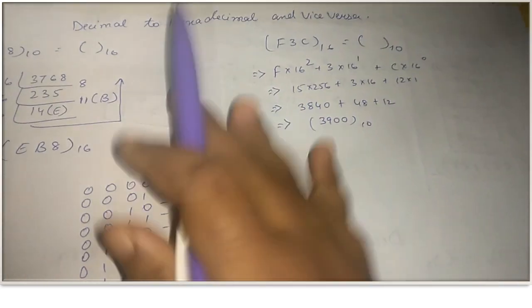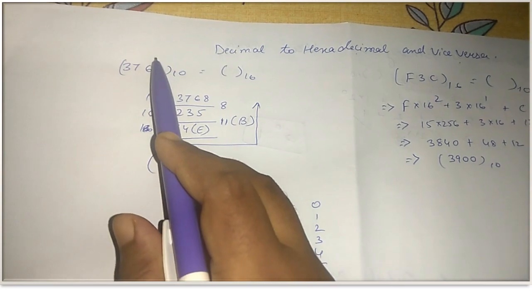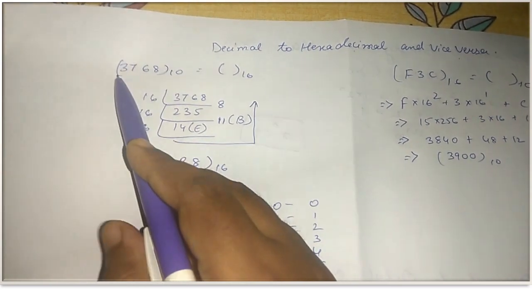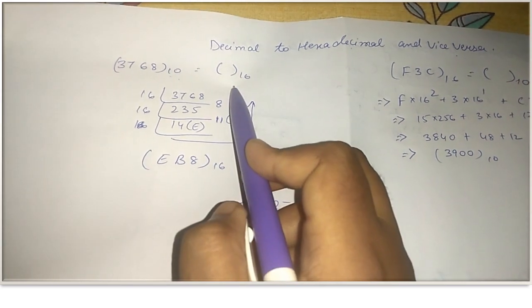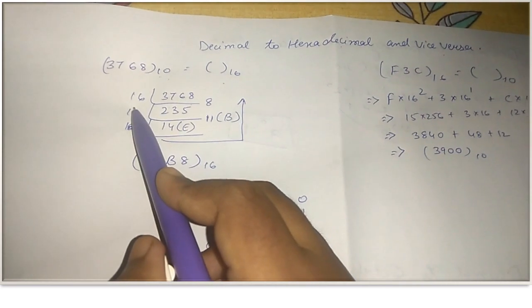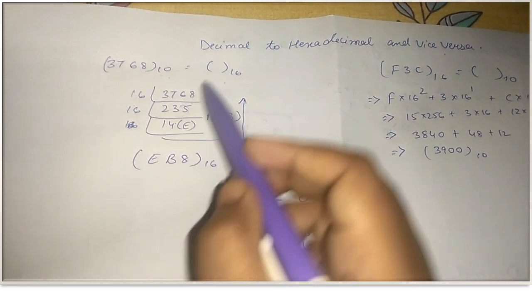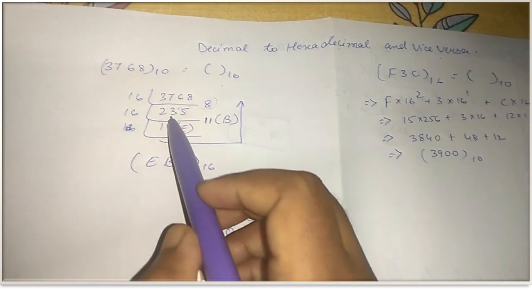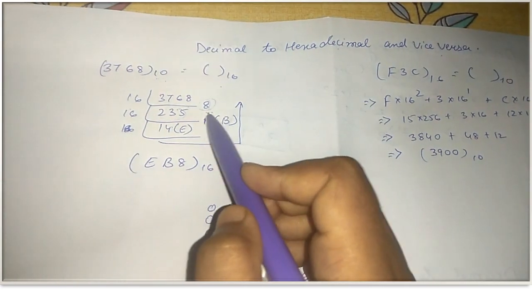Now our next part is decimal to hexadecimal and vice versa. Decimal to hexadecimal, how can we do it? This is our question, 3768. This is in decimal form. So we have to convert it into hexadecimal form. So 3768 we have to divide by 16. When we divide by 16 we get the quotient as what? 235, and the remainder as what? 8. Okay, 8 is a number, so we do not need to write any letter form.